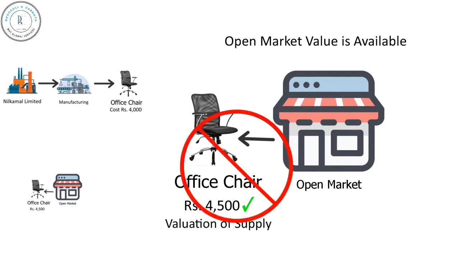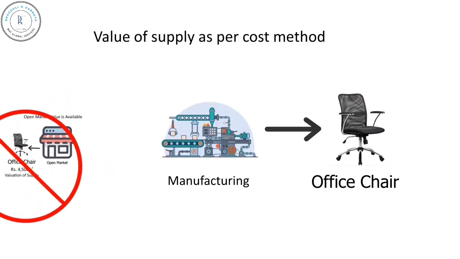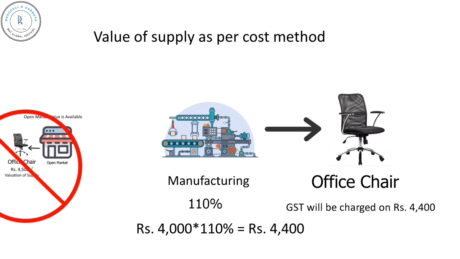However, in case open market value is not available, the value of supply as per cost method will be followed, which says it has to be 110% of the cost of manufacturing, 4,000 rupees. 110% equals 4,400 rupees. Thus GST will be charged on 4,400 rupees in this case. So, that is all for this topic.